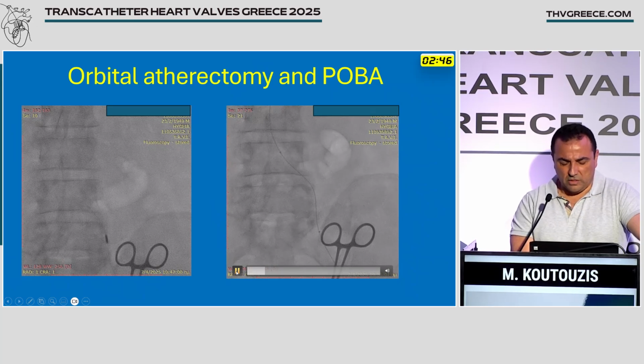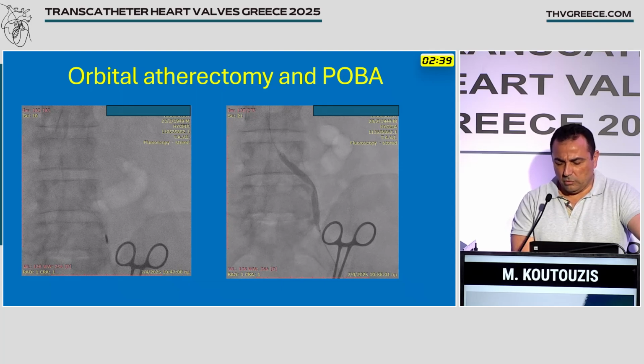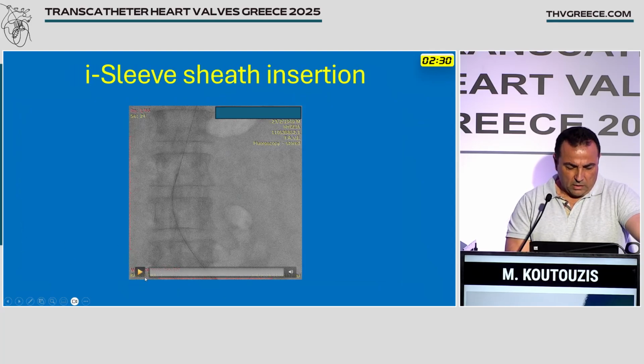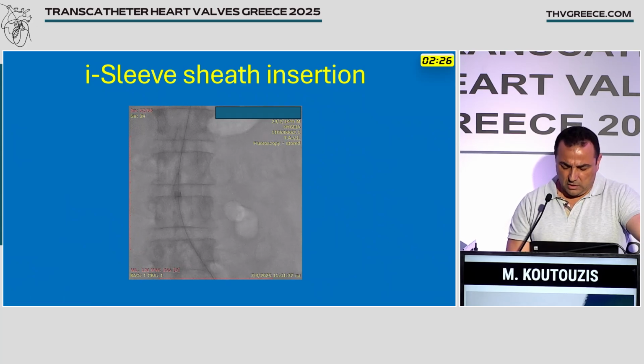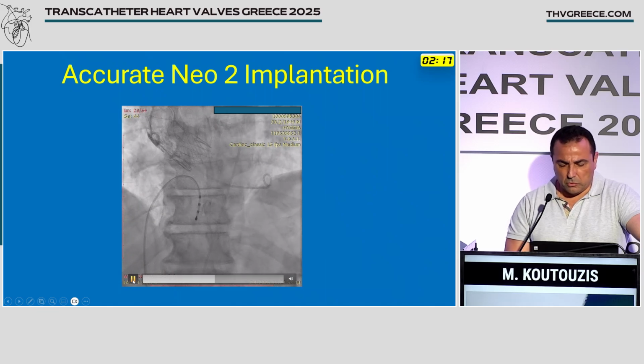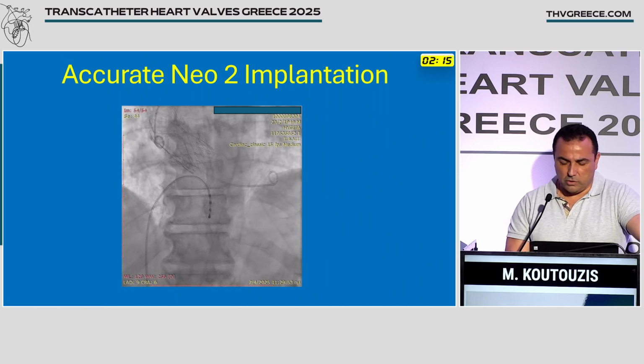We did several runs of orbital. After orbital, we inflated a balloon in order to crack the calcium more. And after ballooning, it was quite easy to insert the e-sheath. And the implantation, I don't have to make any comments about the implantation. It was an easy implantation, no worries with that.